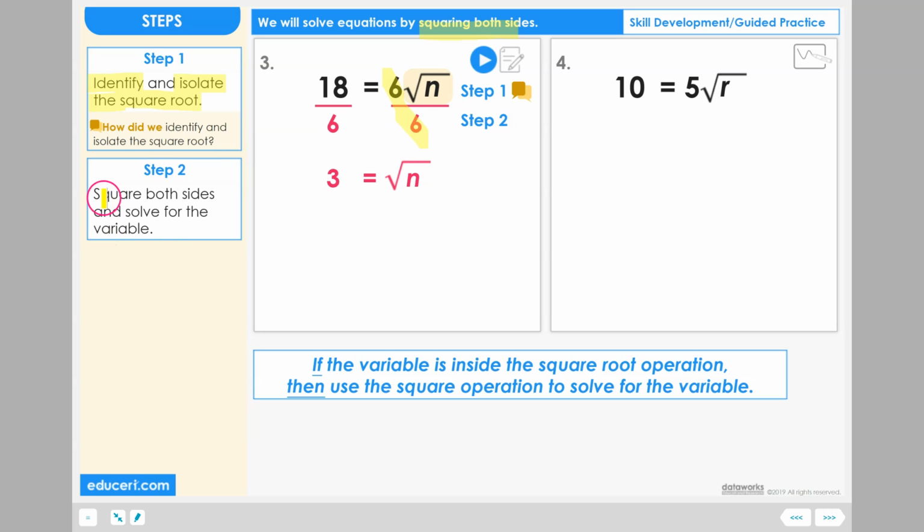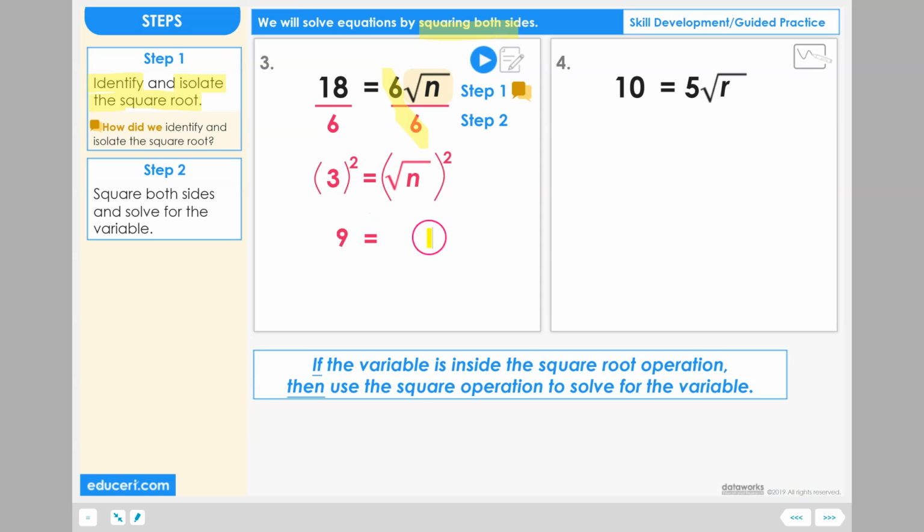Step 2. Square both sides and solve for the variable. We are going to draw parentheses around the entire square root operation and then put the square, and we're going to square the other side, 3 squared. On the left side we will have 3 squared, or 3 times 3, which is equal to 9.